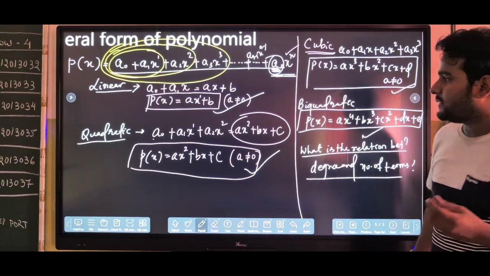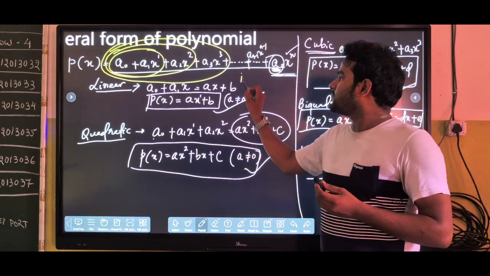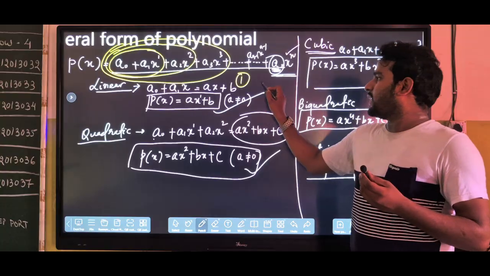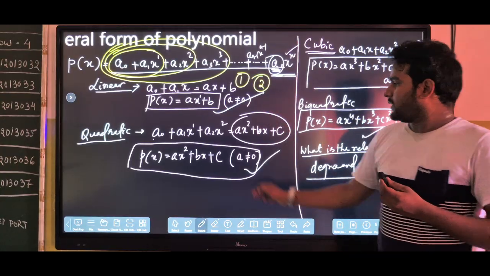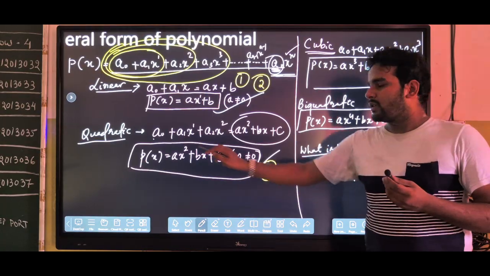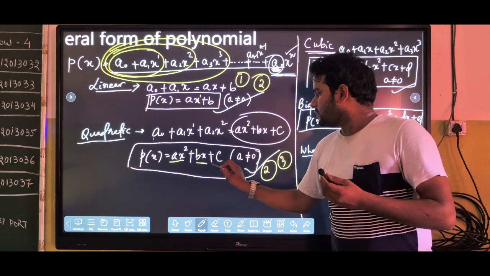So let us find that. Come to the first one. You can see here the degree is 1, because it is linear, but how many terms are there? 2. Here what is the degree? 2, but how many terms are there in the general form? 3. 1, 2, 3.